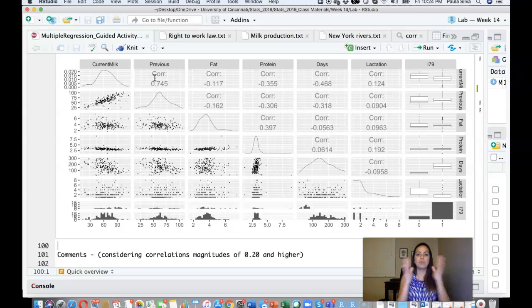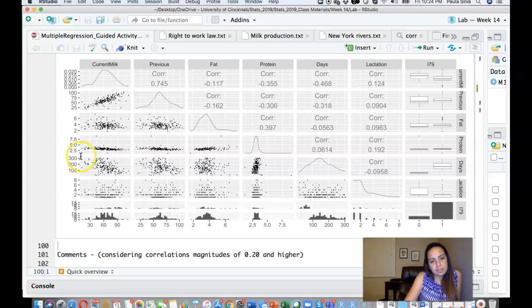Let's see what other variables are there that might be helpful in enhancing our ability to predict what current milk production will be. If you look at these scatter plots, the other one that seems to be interesting is this one here that shows the relationship between days after lactation and current milk production. The relationship there, though, is kind of on the negative end, and it seems to be weaker in this one. See how the cloud is more spread around?